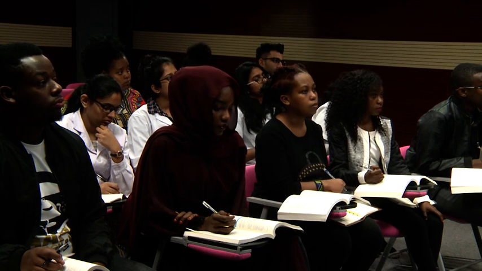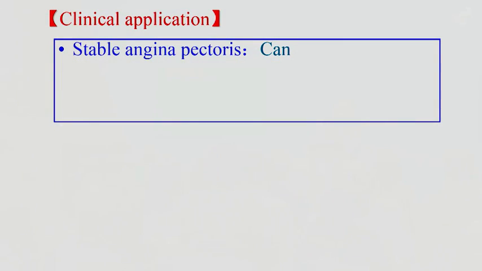There are three kinds. The first one is stable angina. For stable angina, yes, we should use a beta receptor blocker, but we still remember the first choice agent is nitroglycerin, and nitroglycerin co-administered with a beta receptor blocker is the best method to treat angina.